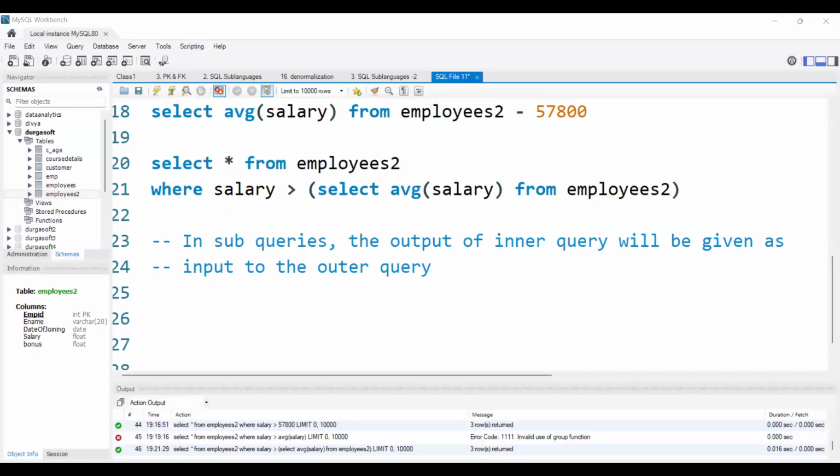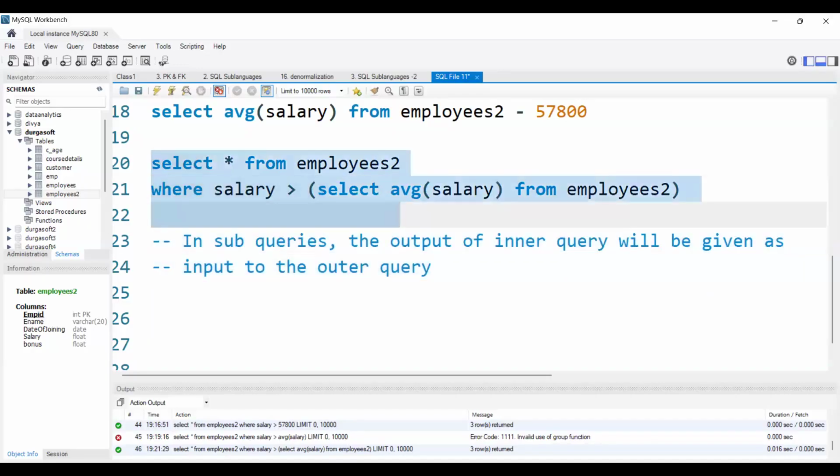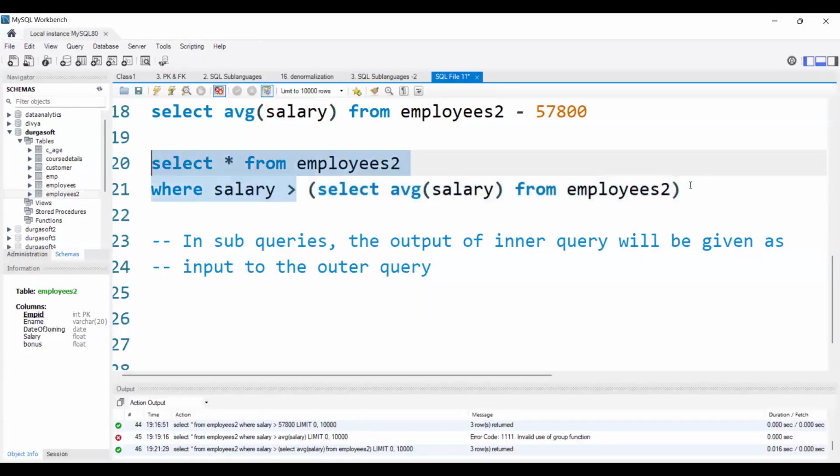The output of the inner query will be given as input to the outer query. This is the way SQL processes the subqueries concept. Whenever we write subqueries, basically a subquery is a query within a query. If I write one SQL statement inside another SQL query, we call it the subqueries concept.